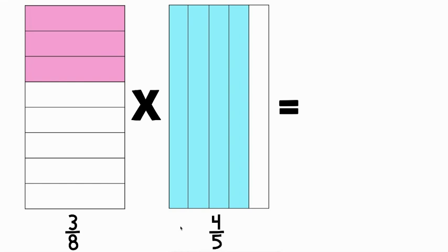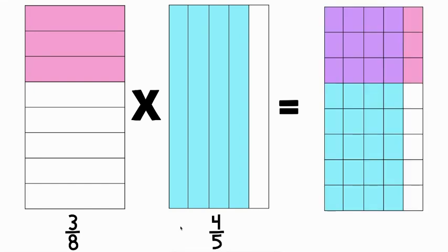A nice little trick you can do is, since we have the same size whole, we can go ahead and just overlap both of these wholes. So I took my 3/8, and you can still see that I have 3 pink rows going across the top of my whole. And then I have 4/5, which are my columns. So 4 out of 5 columns going down are shaded blue. Now the section that's purple, where they overlap, that's going to represent our product.